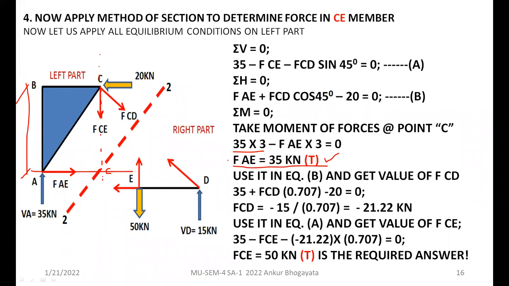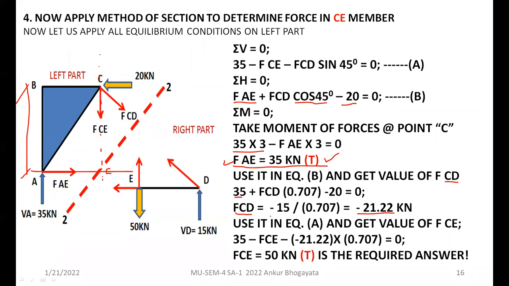So here, as you can see, we have calculated FAE. Now use this information in equation B. So we will bring that value of 35 here and get the value of FCD. So 35 plus FCD cos 45, that is 0.707, minus 20. This is minus 20. So we get FCD equals minus 21.22 kilonewton, compression. So this force is also determined.